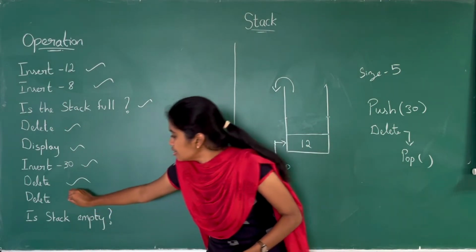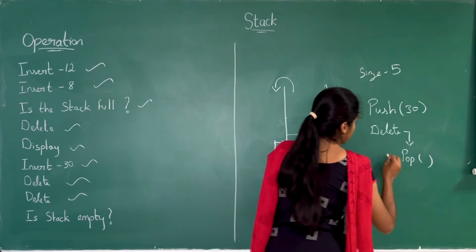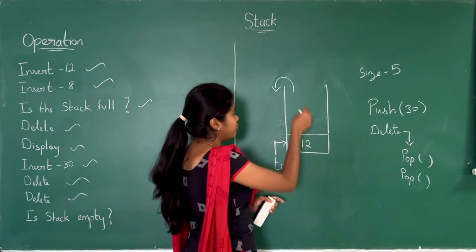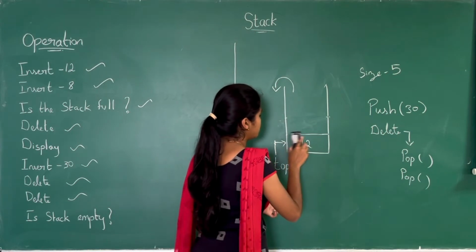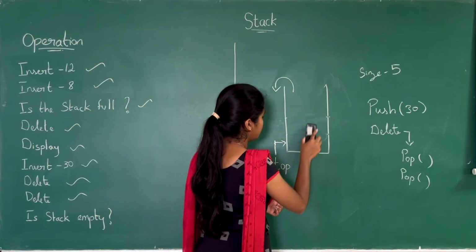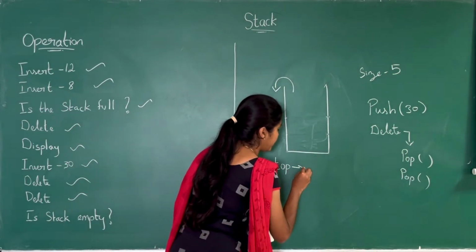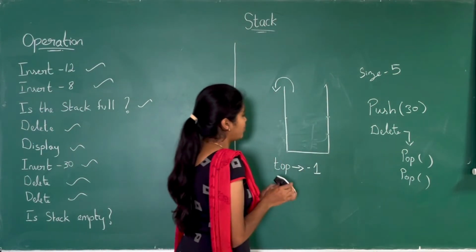Next is again delete, which is a pop operation again. So this element 12 will be popped out. So 12 will be removed from stack. Now what happens to this pointer? This pointer will again point to -1.